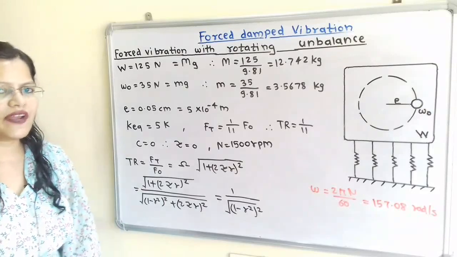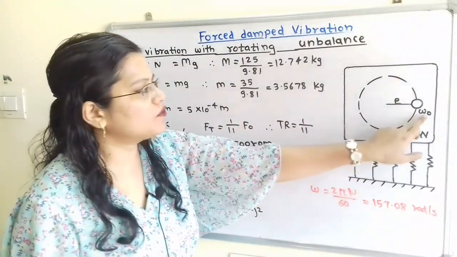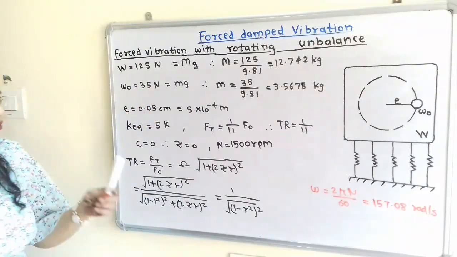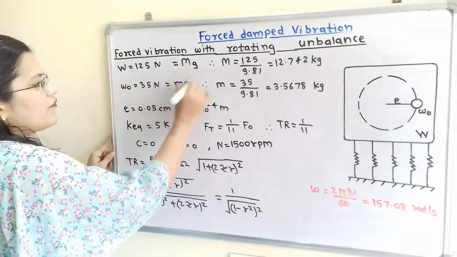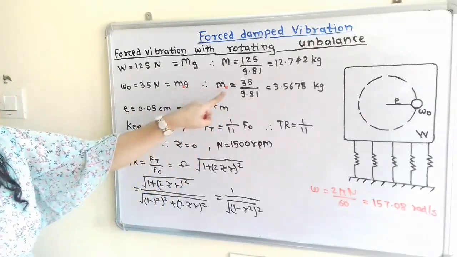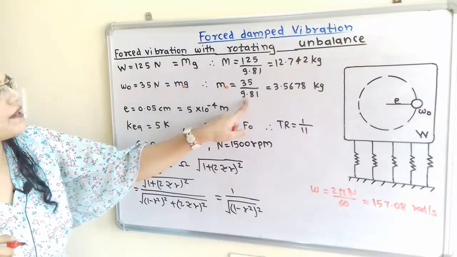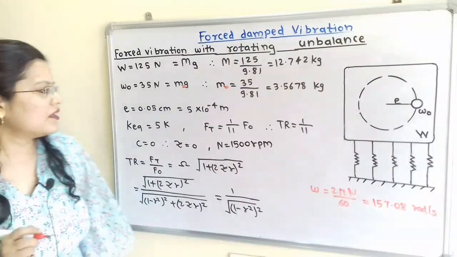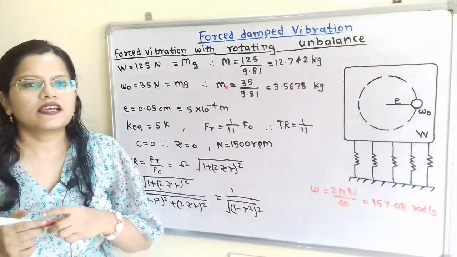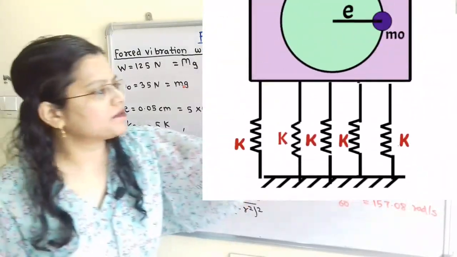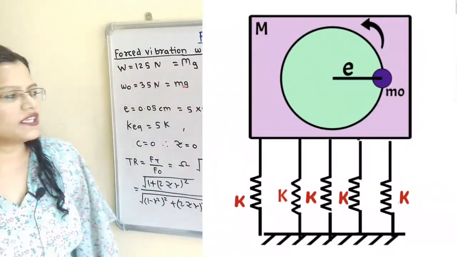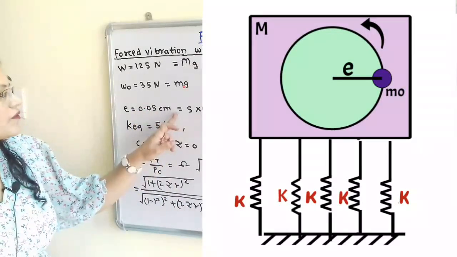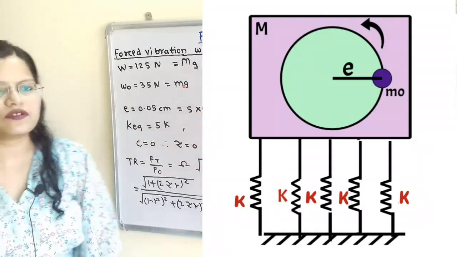Now the unbalanced weight, that is the weight of the armature, W0, is given and that is equal to 35 Newton. So it is equal to M0 G. Now the value of M0 we can calculate: 35 divided by 9.81, which is equal to 3.5678 kilogram. The value of e, the distance of the unbalanced mass from the center of rotation, is given as 0.05 centimeter. The standard unit is meter, so we write 5 into 10 raised to minus 4 meter.